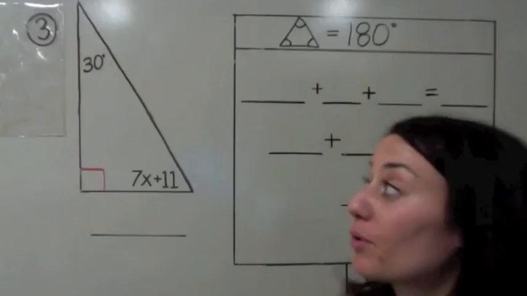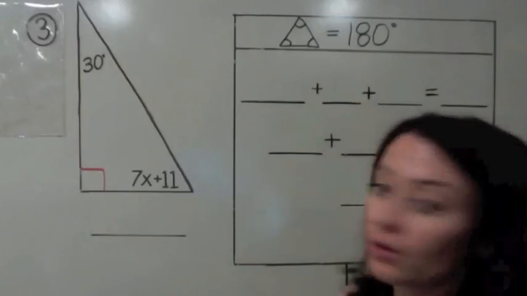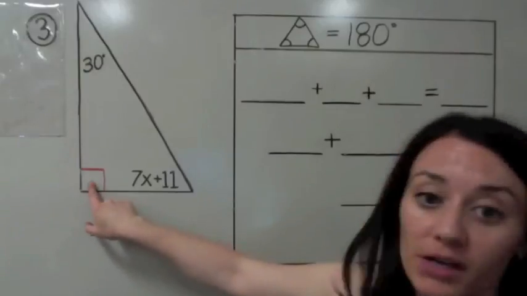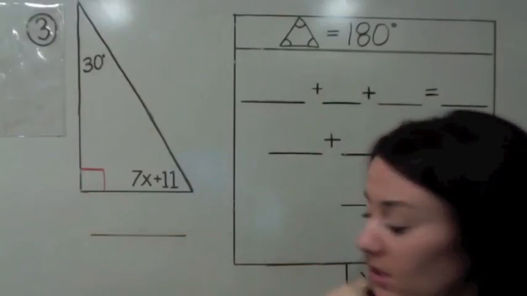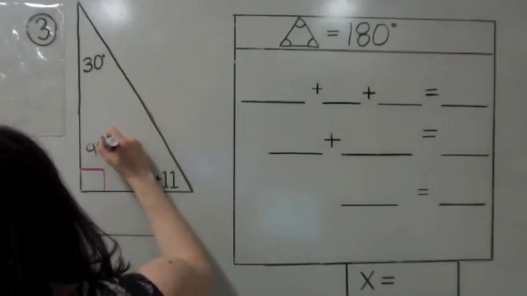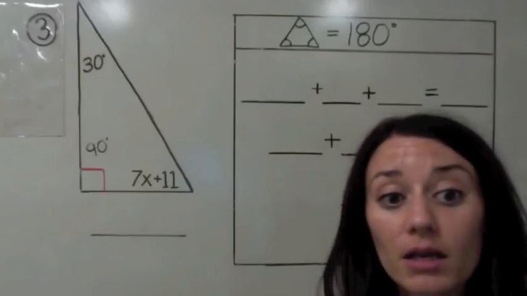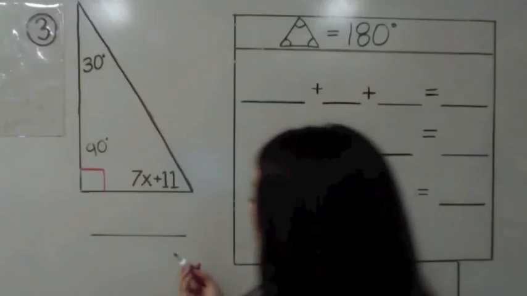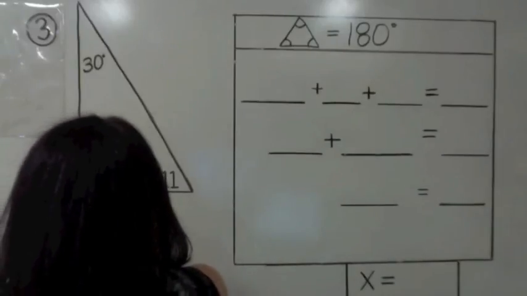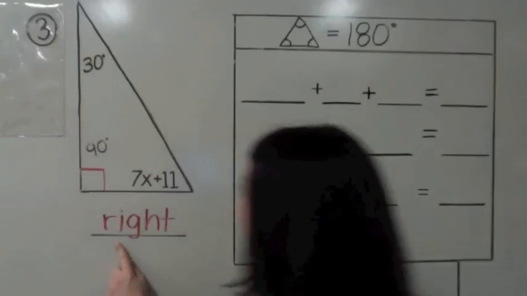So let's take a look at number 3. First, let's look at what kind of triangle this is. So what does this tell you? This is how many degrees? It's 90 degrees, right? So if it's 90 degrees, then what kind of triangle is it? It's a right triangle. Very good. So put right triangle right underneath it.